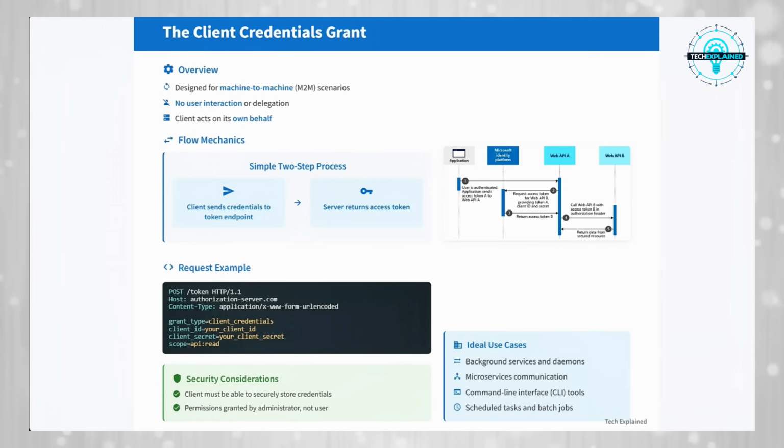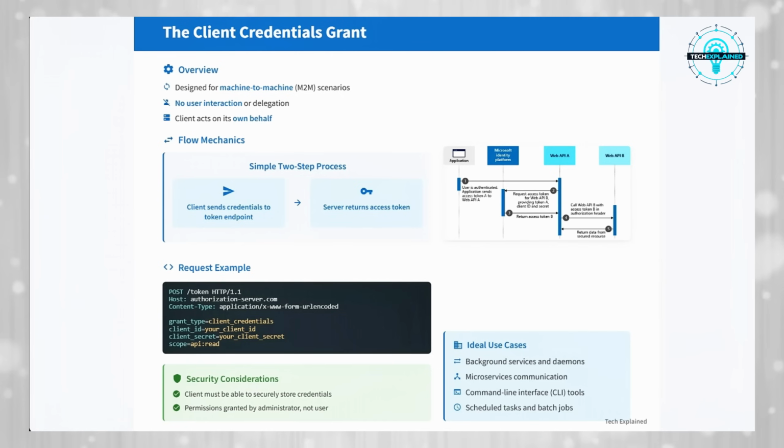Imagine you have a background service that needs to access an API, or microservices calling each other, or a command line tool performing automated tasks. These scenarios don't involve a user granting consent in real time. They're purely machine-to-machine interactions. The client credentials grant is the simplest of all the flows.